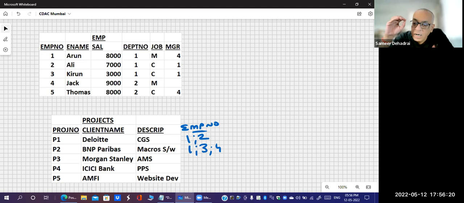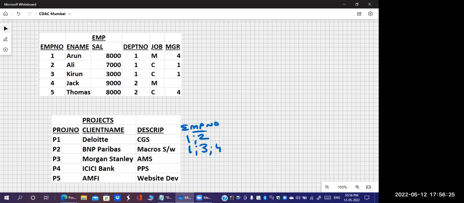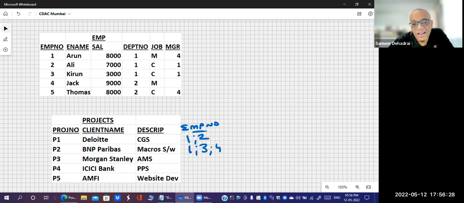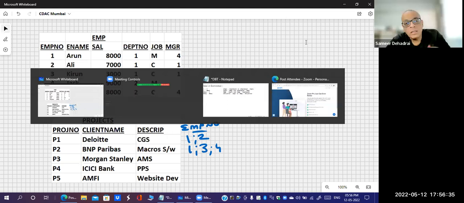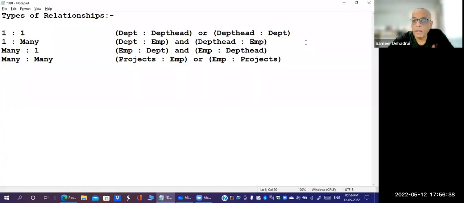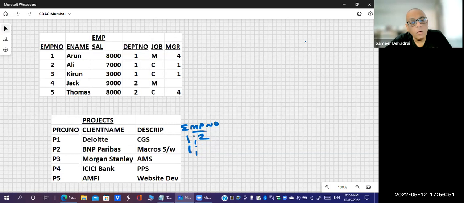I will reject both the solutions, and I'll tell you why. Because if you're going to use a comma separator and a semicolon separator, then you might as well store your data in Notepad. Why use RDBMS? Why go through so much trouble? Put your data in a text file. So what is the solution? How to find out which employee works on which project? I'll tell you.